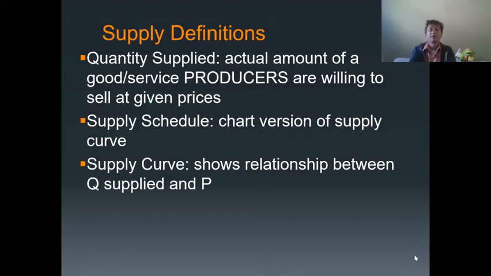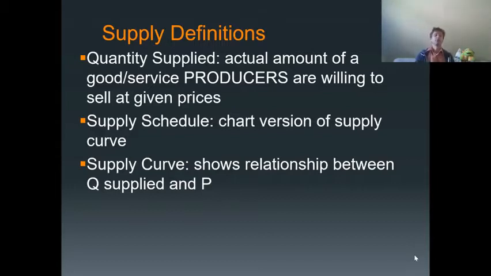Now that we're finished with demand, we can start in on the other part of the supply and demand model, supply. A lot of this is going to mirror what we did with demand, but it's going to be about producers. Demand was all about consumers. Supply is all about producers.